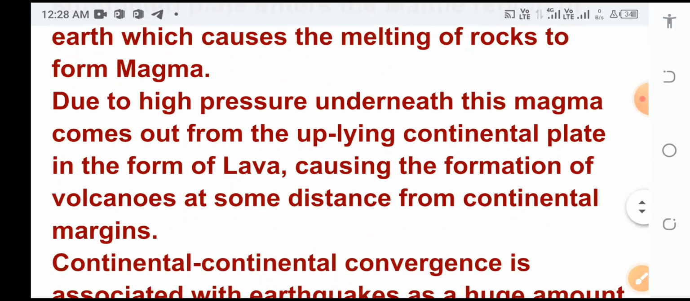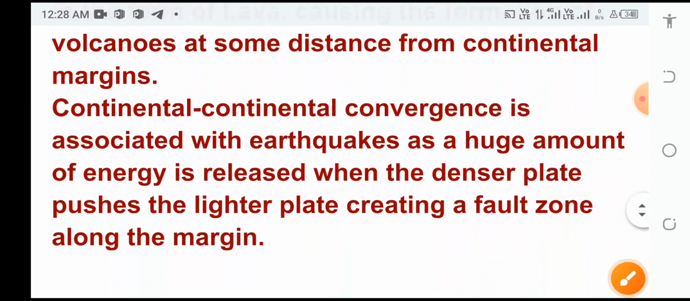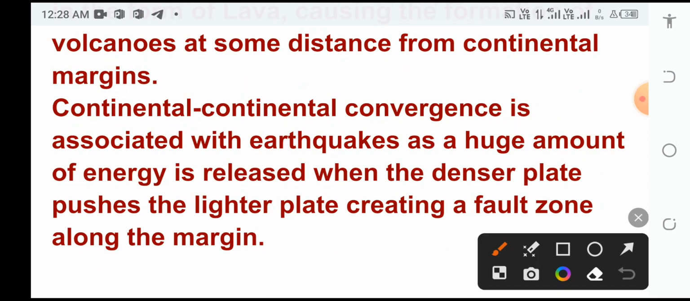Next, due to high pressure underneath, this magma comes out from the overlying continental plate in the form of lava, causing the formation of volcanoes at some distance from the continental margin. Continental convergence is also associated with earthquakes, as a huge amount of energy is released when the denser plate pulls the lighter plate, creating a fault zone along the margin.